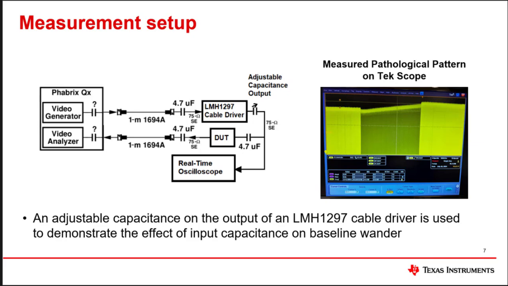The LMH1297 cable driver has an adjustable capacitance on its output. This means that the AC coupling capacitor on the input to the device under test is a series combination of the two capacitors and is adjustable to many values. The signal is then either retimed by the DUT and passed through another 1 meter Belden 1694A coax cable to a video analyzer to see bit errors, or it's routed at the output of the 1297 to a real-time oscilloscope to see the baseline wander on the input of the DUT.